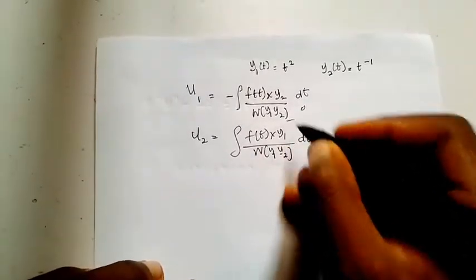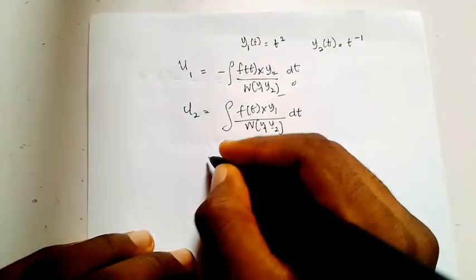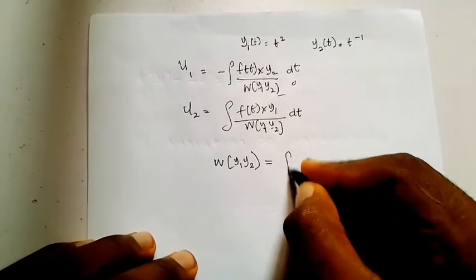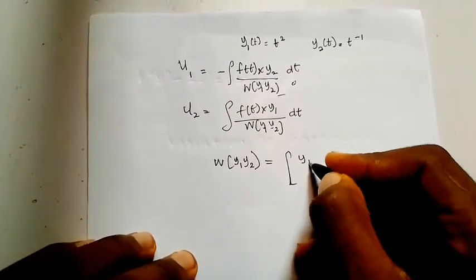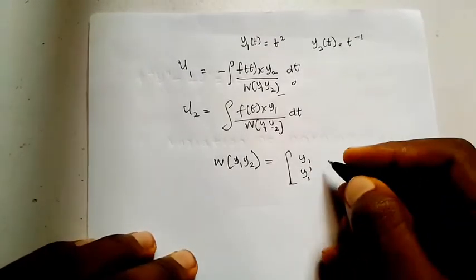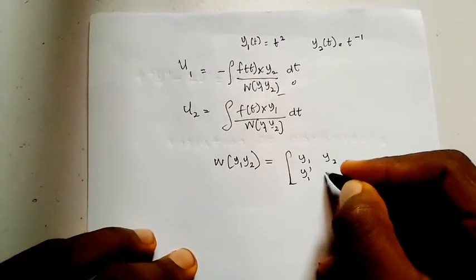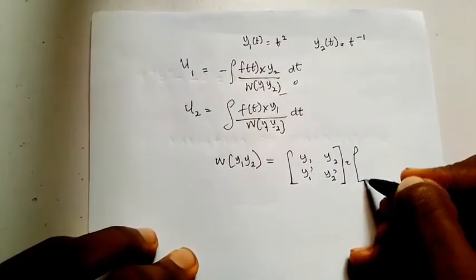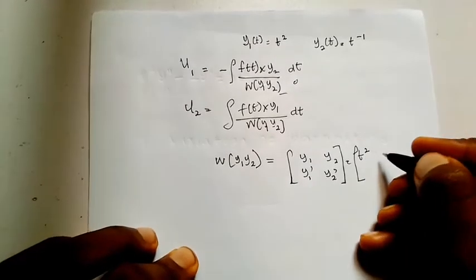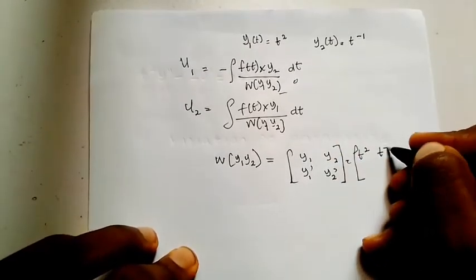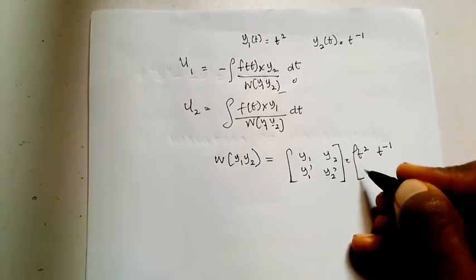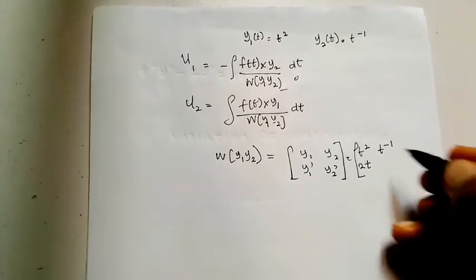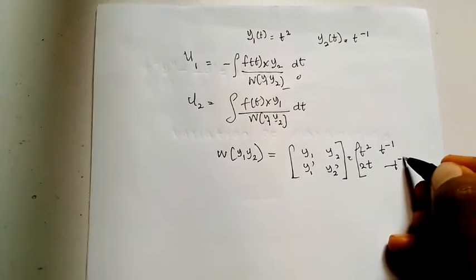So now let's calculate the Wronskian of y1 and y2. Know that the Wronskian of y1 and y2 is given by the formula of the matrix of y1, y2, the derivative of y1, and the derivative of y2. So y1 is t squared, y2 is t raised to power minus 1. The derivative of y1: differentiating t squared, we have 2t, right? And differentiating t raised to power minus 1, we have minus t raised to power minus 2.